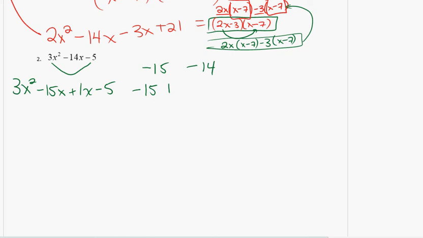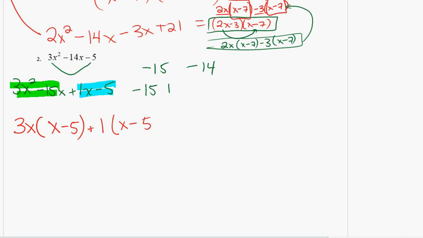And now I can collect things and group them and factor by grouping. So this becomes 3x squared and negative 15x have 3x in common, so this becomes x minus 5. Plus, I can factor out a 1 here. That's all that they have in common. And this is x minus 5 as well. And so then this factors to 3x plus 1 times x minus 5. And that's now factored.